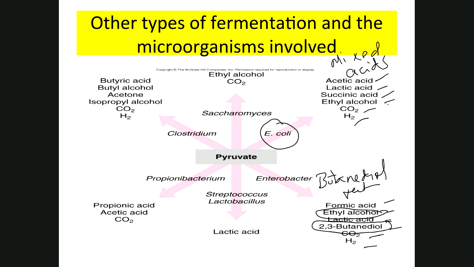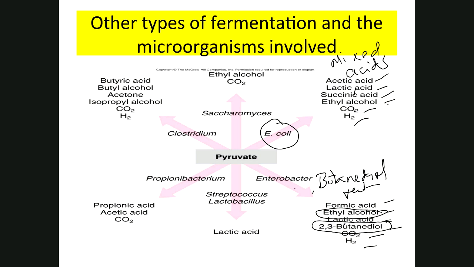Yes, they make all of those at the same time. Absolutely, by the same species. So one of the ways to differentiate E. coli from Enterobacter is to test for the products of fermentation. Yeah, we do that in the lab all the time.